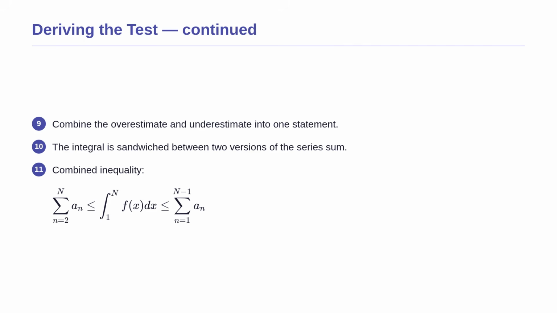We can now combine our overestimate and our underestimate into one powerful mathematical statement. This combined inequality is the absolute heart of the mathematical proof for the integral test. It shows that the continuous integral is perfectly sandwiched between two slightly different versions of the discrete series sum. The smooth curve acts as both a solid floor for the overestimating rectangles and a rigid ceiling for the underestimating rectangles. By locking the integral between these two bounds, we force the series to behave in the exact same way. Let us visualize the sandwiching effect to make it perfectly clear.